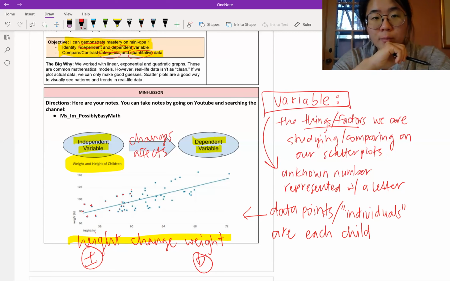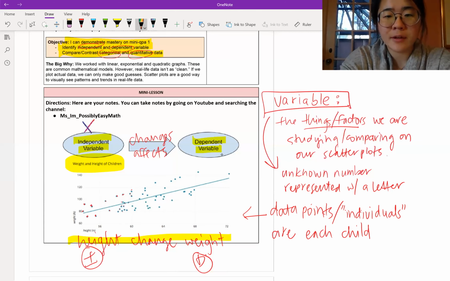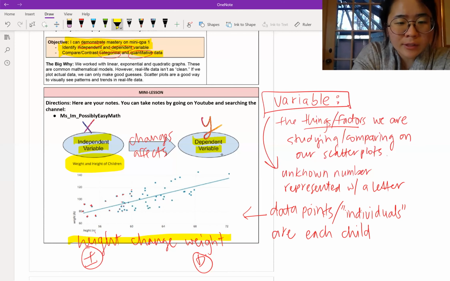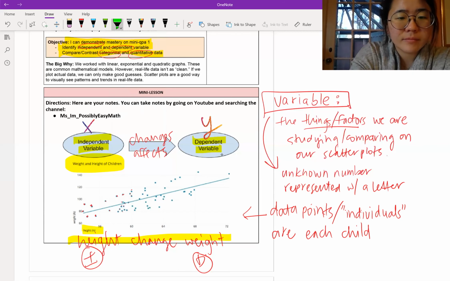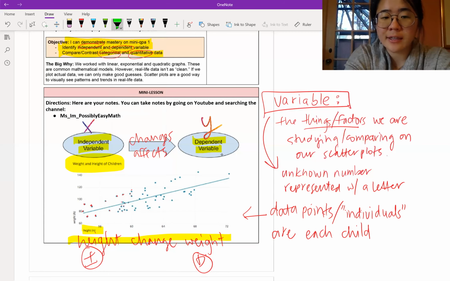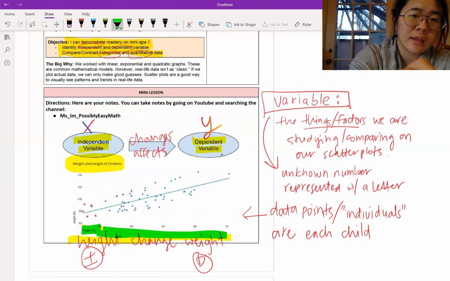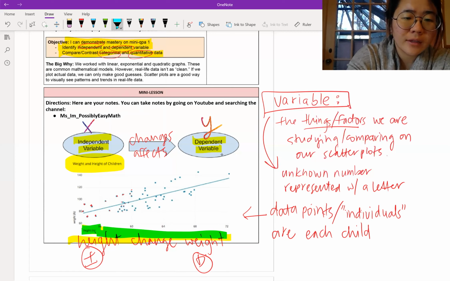Now, another thing to note is our independent variable is our x value and our dependent variable is our y value. And you can notice that here, right? What do you notice? Our height, let me do a different color. Our height is actually on the x-axis, right? It's on the x-axis. And our weight is on our y.